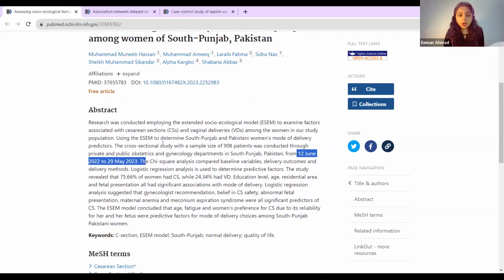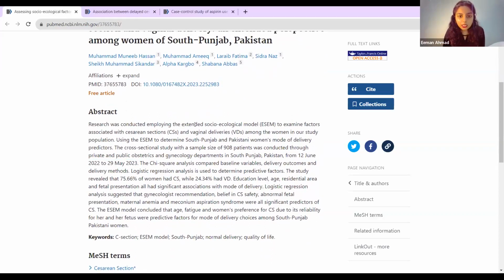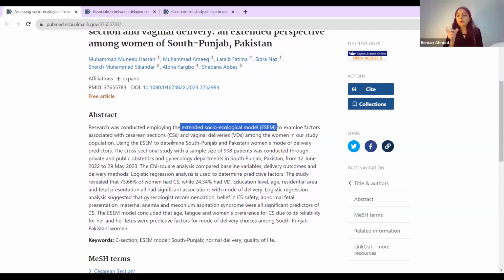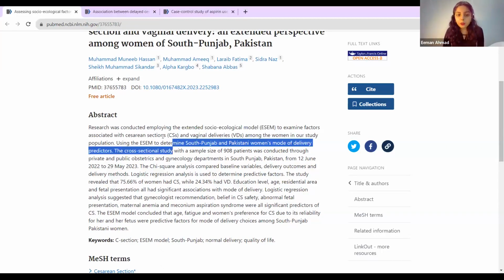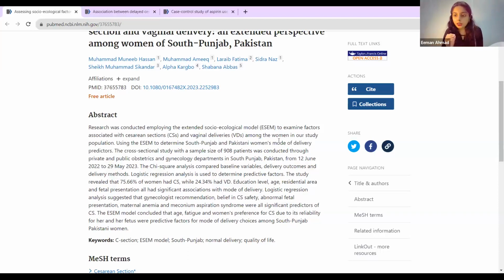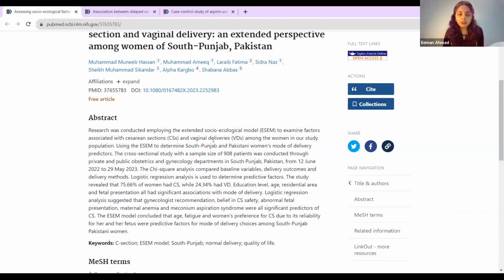Okay, so they've probably used a questionnaire. They've mentioned the extended socio-ecological model, ESEM. Later they wrote that this was to examine factors associated with cesarean sections and vaginal deliveries among the women in our study population. Usually in their methods they write that they've used a questionnaire based on a particular model, in which they examined factors that were associated with cesarean section and vaginal deliveries.